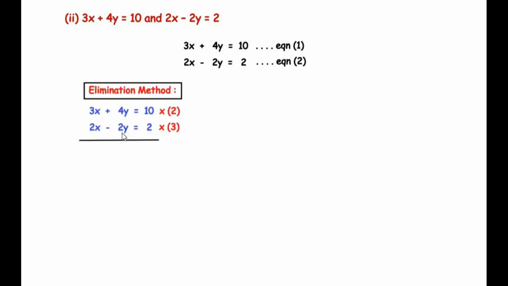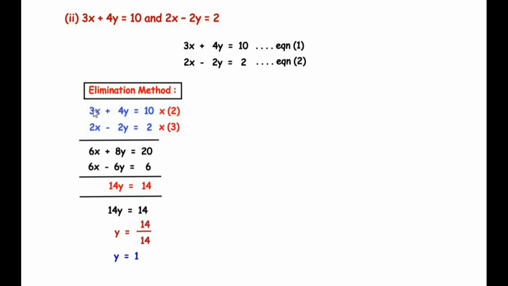Now these are the two equations, and here again I have taken the coefficient of x, that is 2, from the second equation, and I'm going to multiply this 2 with all the terms of the first equation. And similarly, the coefficient of x from the first equation is taken, that is 3, and I'm going to multiply this 3 with all the terms of the second equation. So we get 2 times 3x gives us 6x, 2 times plus 4y gives us plus 8y is equal to 2 times 10 is 20. Now for the second equation we get 3 times 2x as 6x, 3 times minus 2y is minus 6y, and 3 times 2 is 6.